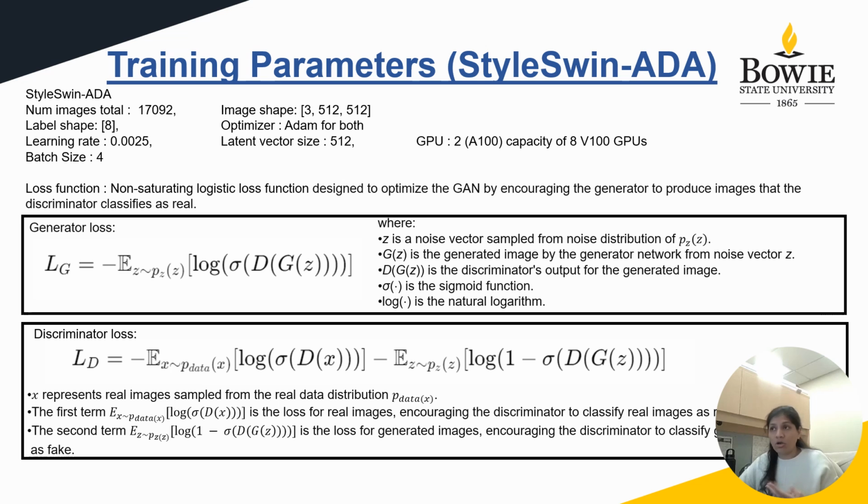There are two different losses used by this model: generator loss and discriminator loss. So we trained the model with the same layers and architecture used by StyleSwin. We added the ADA to it to protect the model from overfitting.